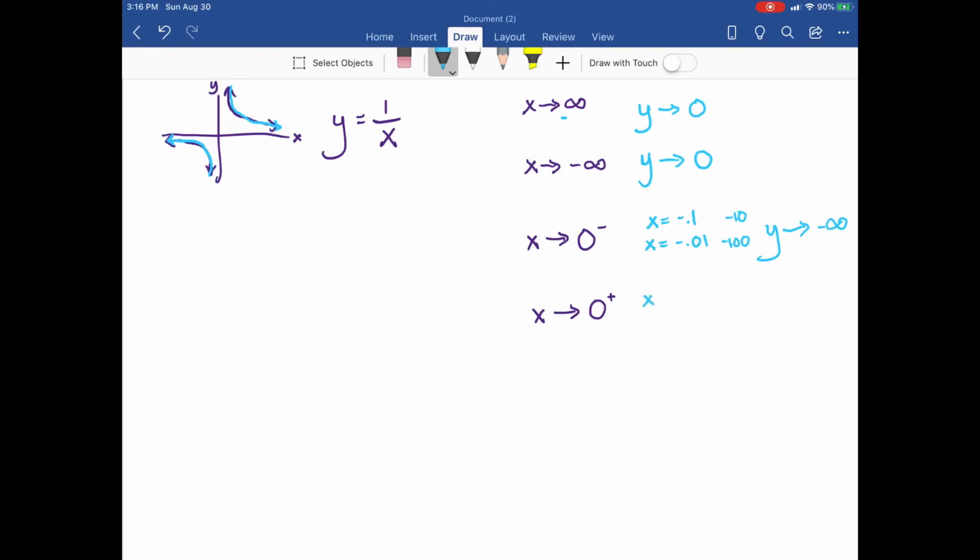And then the same idea happens when we plug in numbers like 1/10, 1/100th, right? Your y value at 1/10 is 10. Your y value at 1/100th is 100. And the smaller those numbers get as we approach 0 from the right, we can see and identify that the behavior of that graph, of those y values, is going to approach infinity.